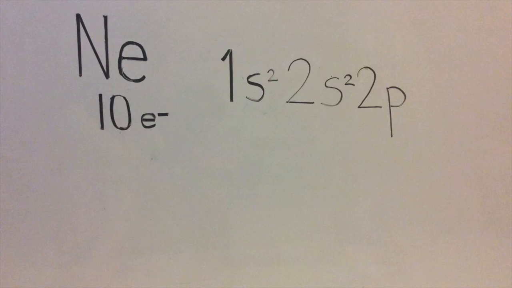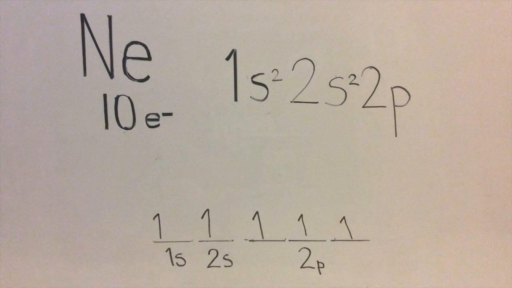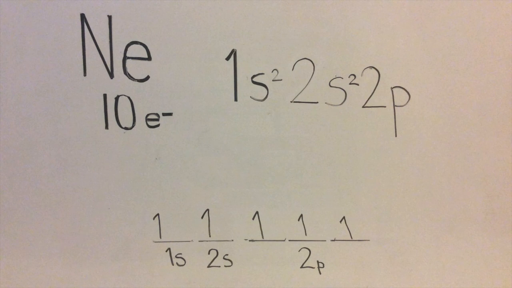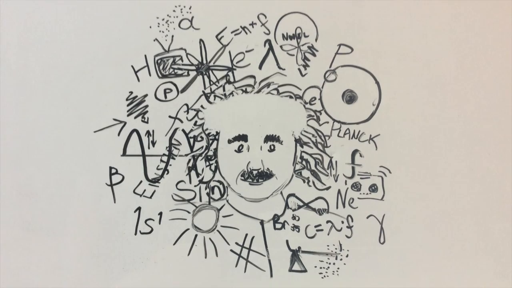Orbital notation is a graphic representation of electron configuration. Electrons in the same orbital must have opposite spins. Orbitals of the same level must be occupied by one electron before getting a second one.